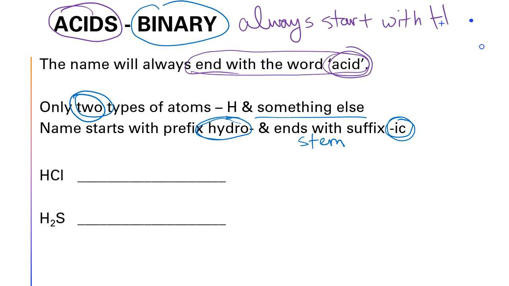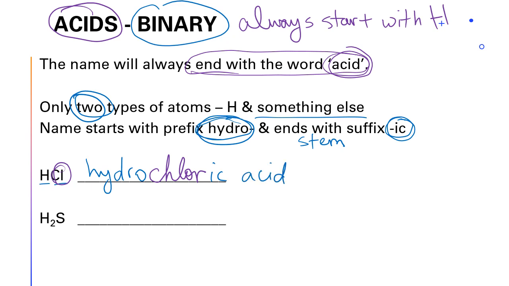For example, if we have HCl, we know this is binary because there's only two elements, hydrogen and chlorine. So it will start with hydro, and then we're going to get the stem from chlorine, and the stem from chlorine is chlor, and then it's going to end with ic acid. So hydro, stem, ic acid.